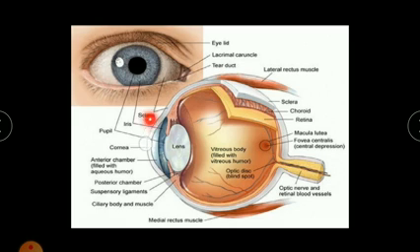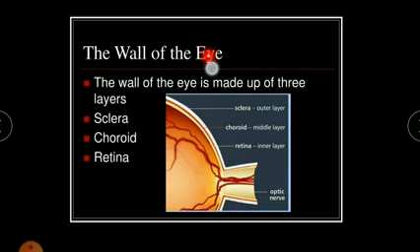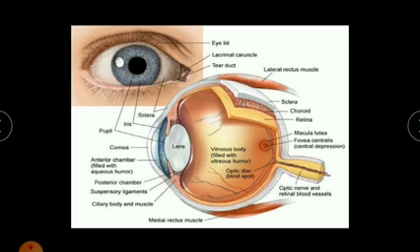As you can see in this picture, these are the different parts of the human eye. The human eye is divided into 3 layers. The first layer is known as the sclerotic layer. As you saw in the previous video, the wall of the human eye is made up of 3 layers: sclera, choroid and retina. The white portion, known as the sclerotic layer, is a tough, opaque white substance, and that is the first layer.